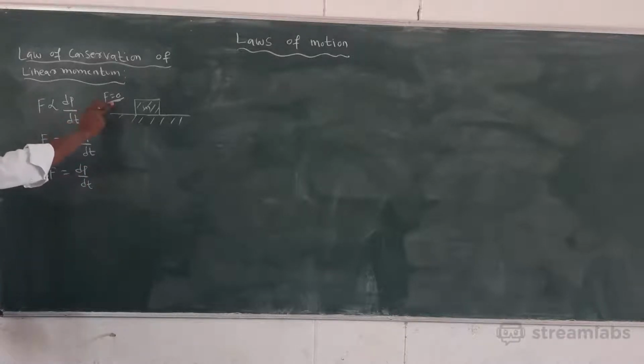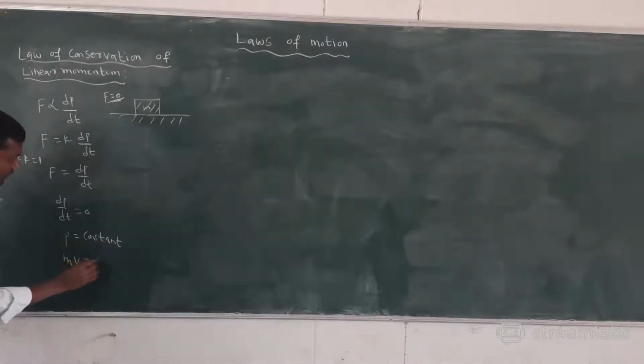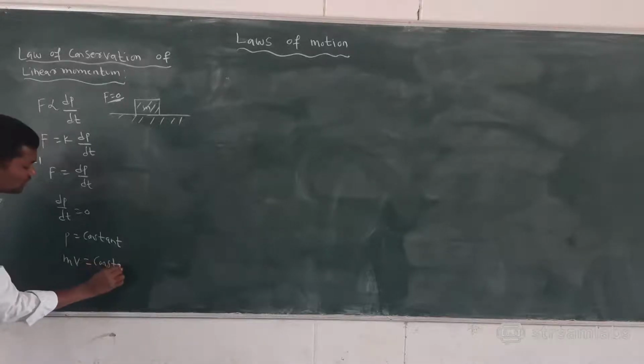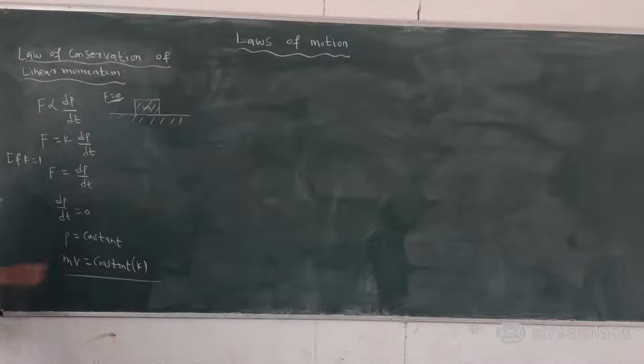If the external force is 0, then F will be 0, so dP by dt is equal to 0. So P will be constant. Now P is nothing but mv, so mv will be constant. It will be conserved. So this is the law of conservation of linear momentum.